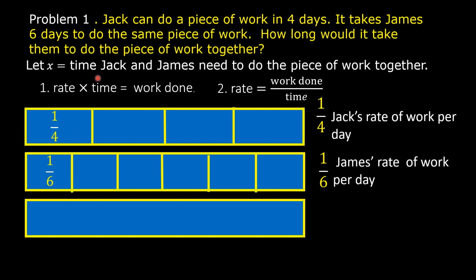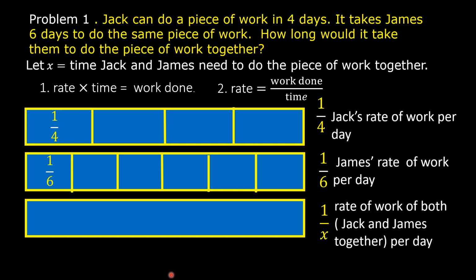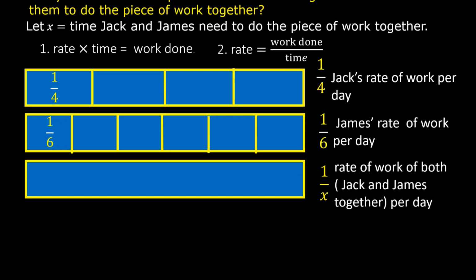The time Jack and James need to do the piece of work is represented by X. So 1/X is the rate of work of both. That is Jack and James working together per day. Let us form the equation. 1/4 plus 1/6 is equal to 1/X. This is the Jack's rate of work plus James' rate of work is equal to the rate of work of Jack and James working together.